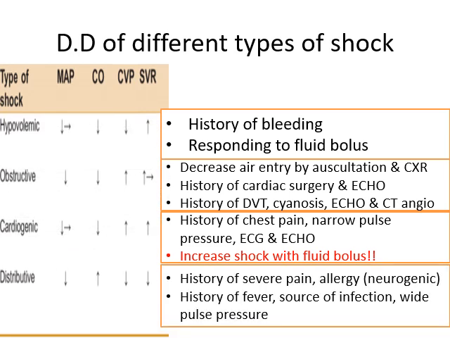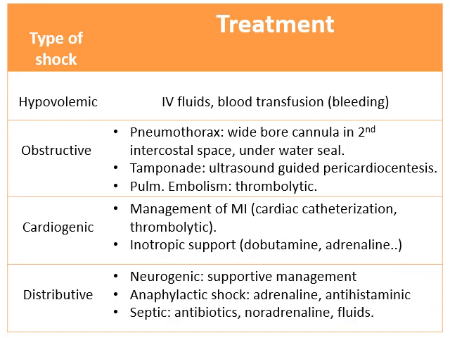Then the distributive shock, you can diagnose it from history of severe pain or allergy in neurogenic shock, or from history of fever. There is a source of infection like abdominal abscess, for example, or appendicular mass, and wide pulse pressure. The blood pressure may be, for example, 100/30 or over 40 due to diastolic hypotension due to severe vasodilatation of the systemic circulation. So it is a septic shock. So this is the diagnosis of the different types.